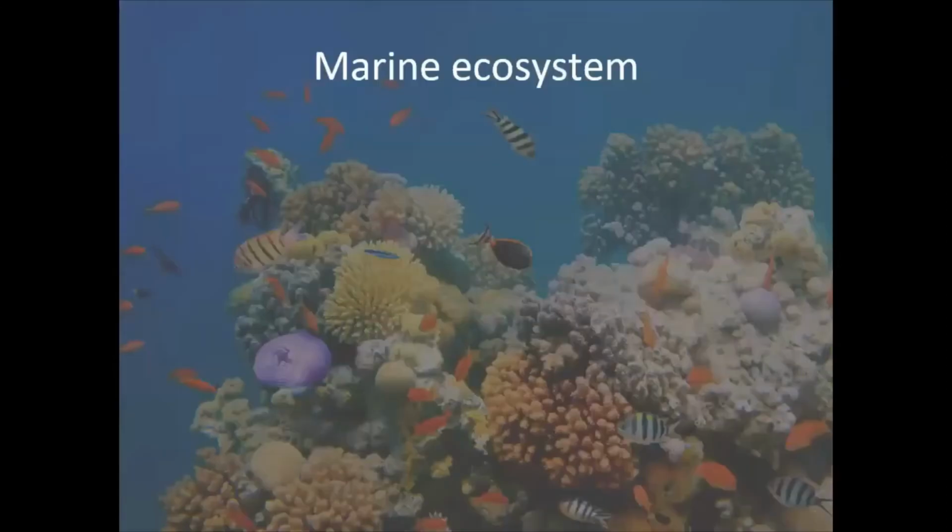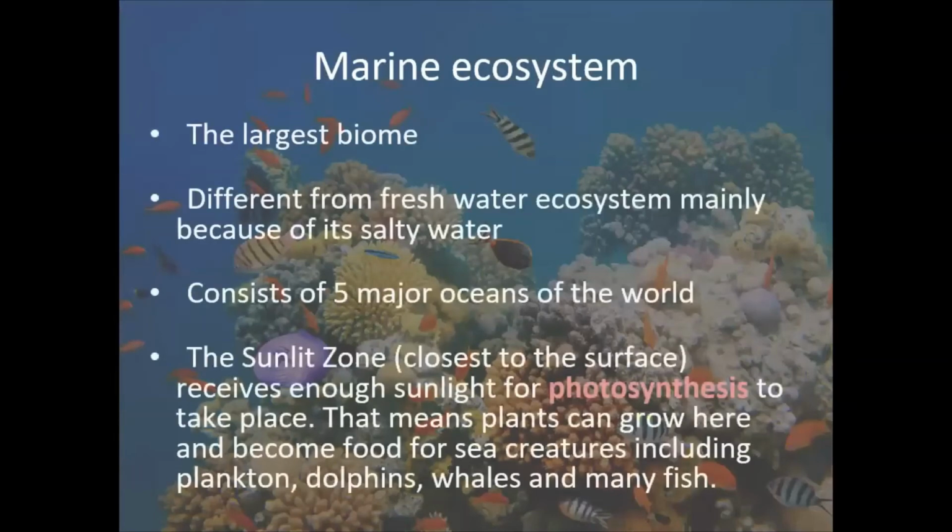So let's look at the marine ecosystem. The marine ecosystem is only different from the freshwater ecosystem because of its salty nature. It is the largest biome, and it consists of 5 major oceans across the world. Usually the sunlit zone, which is closest to the surface, receives enough sunlight for photosynthesis to take place. That means plants can grow there and become food for sea creatures, including the plankton, dolphins, whales, and many fish.